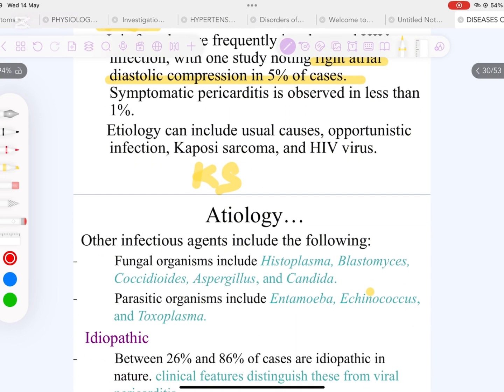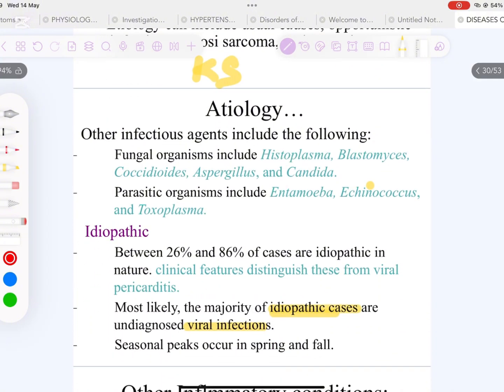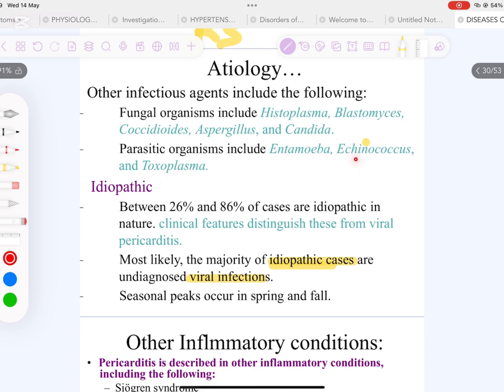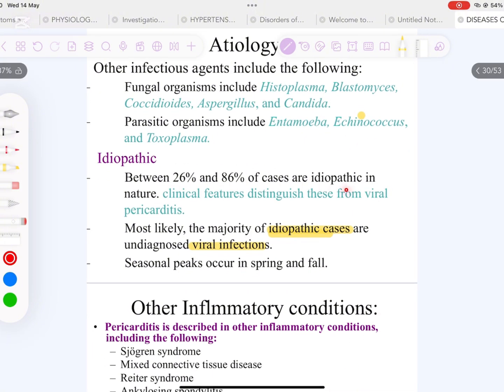So etiology can include opportunistic infection, Kaposi sarcoma, HIV virus. Now other infectious agents can cause it, like the fungal ones: histoplasma, blastomyces, aspergillus, candida. Parasitic ones like toxoplasma, Entamoeba histolytica, echinococcus. It can also be idiopathic, like in 26 to 86% of cases.